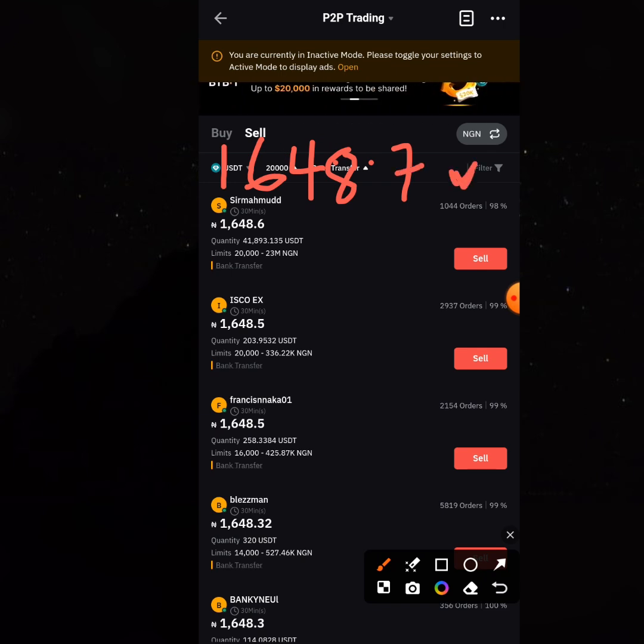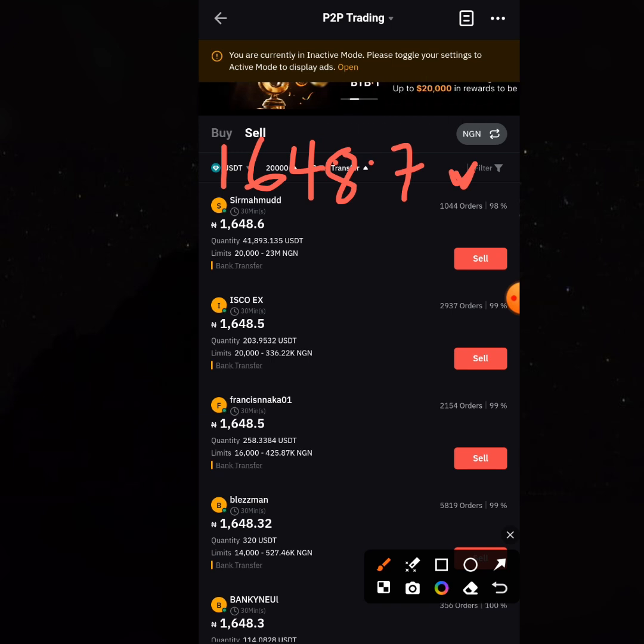Don't go and start setting your own at 1649 or 1650, because if you set it too high, you will have so many customers who will come and sell to you, but you will not be able to resell, because you'll be buying your USDT at a rate which is almost the selling price. Okay, I hope you understand that logic.